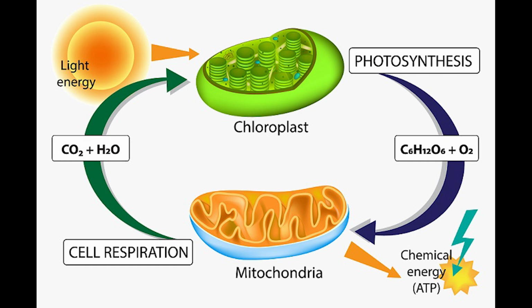In summary, cellular respiration is a vital biochemical process that converts nutrients into ATP, powering cellular activities and sustaining life. Its stages, glycolysis, the Krebs cycle, and the electron transport chain, work together to ensure efficient energy production and maintain cellular health.